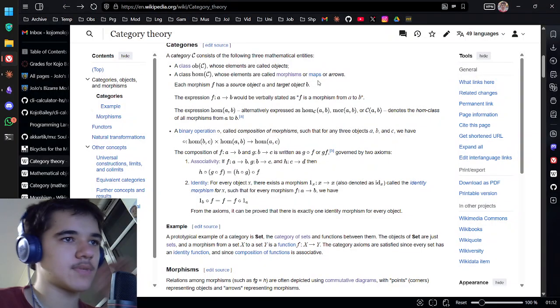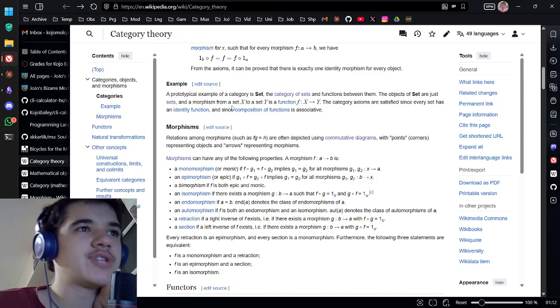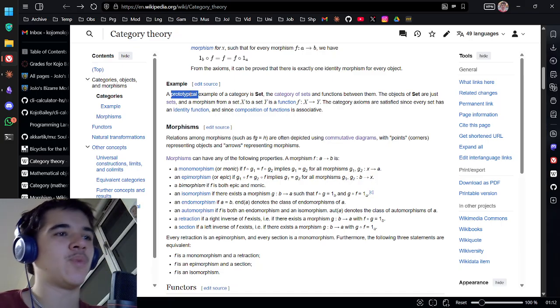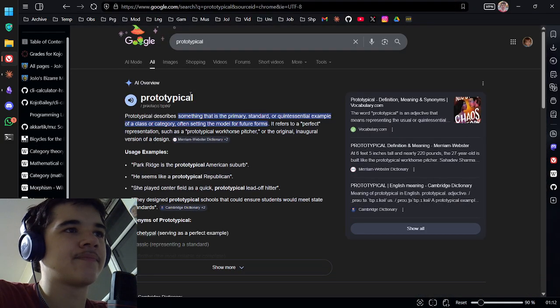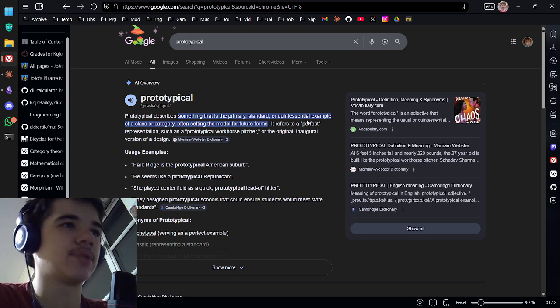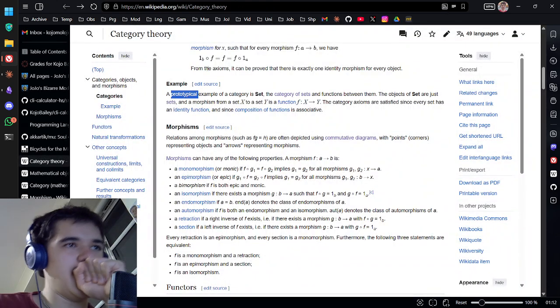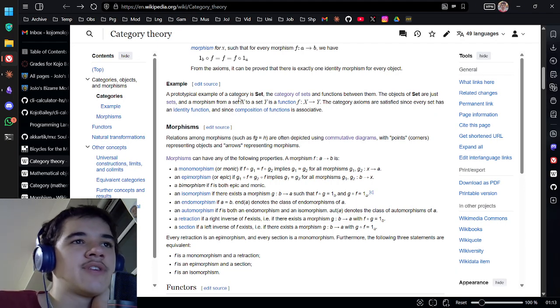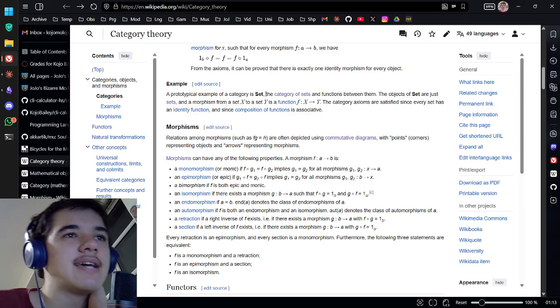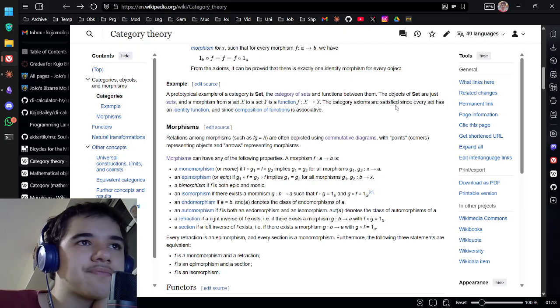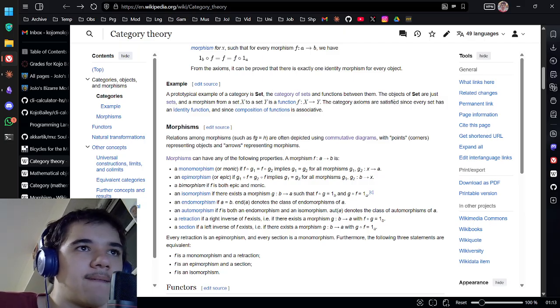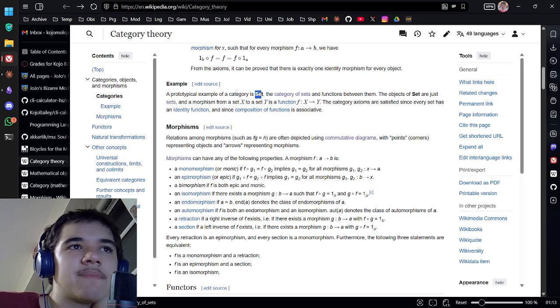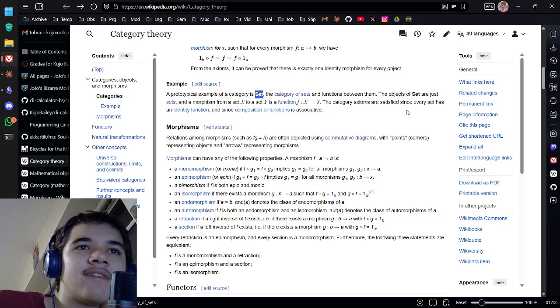Okay. Example. A prototypical example of a category is Set. Prototypical describes something that is the primary standard or quintessential example. I like that. I would just say quintessential. A prototypical example of a category is Set, the category of sets and functions between them, with a capital S, by the way, and it's in bold. It is a convention to take note of.